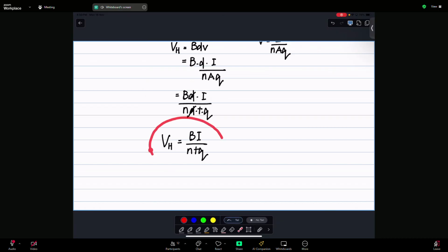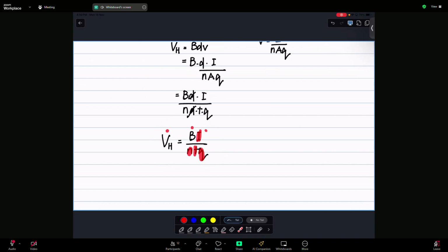The Hall voltage depends on these factors. Now, if I use a wire where the current is constant, charge carrier density is constant, thickness is constant, and the magnitude of charge is constant, what does the Hall voltage directly depend on? Right, that's how we know it.